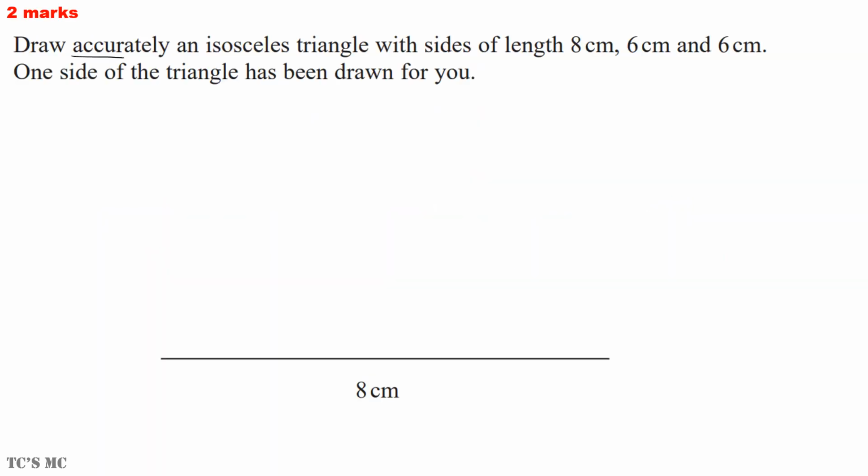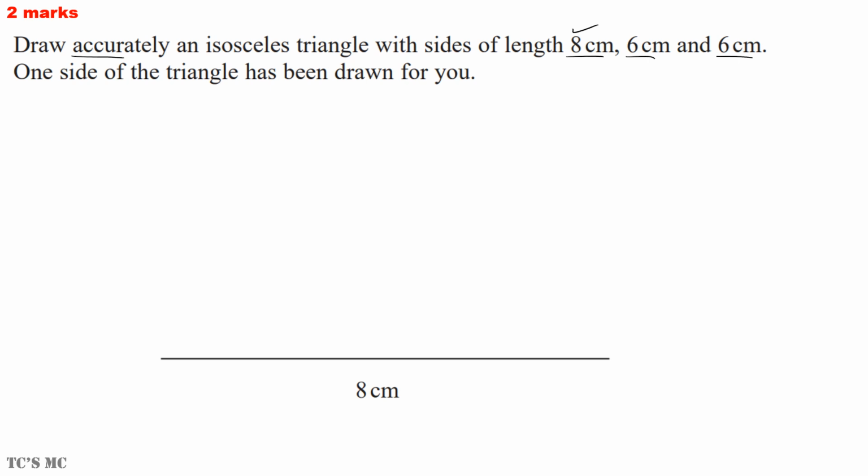Draw accurately an isosceles triangle with sides of length 8 cm, 6 cm and 6 cm. One side of the triangle has been drawn for you. The 8 cm line has been drawn, so we can tick this off. To construct this triangle, we need a pair of compasses. We need to make sure it's opened up to 6 cm.